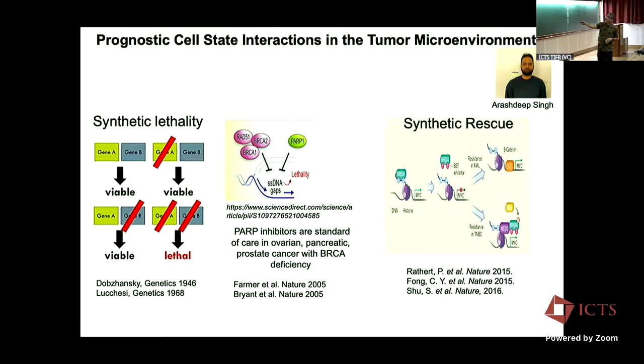So I don't know how many of you know this concept of synthetic lethality. The general concept is you have 2 genes. If you knock out either one of the genes, then the cell is still viable, but only when you knock out both, the cell dies. Okay? And that concept is relevant for cancer therapy.